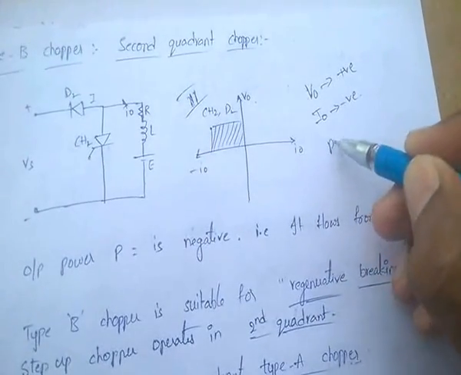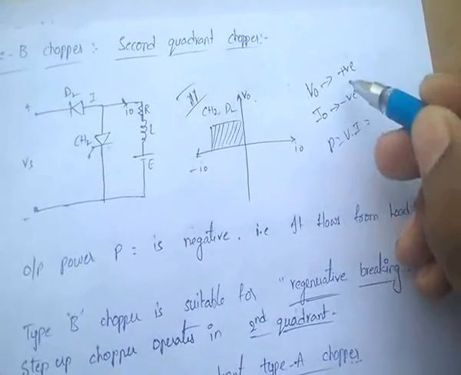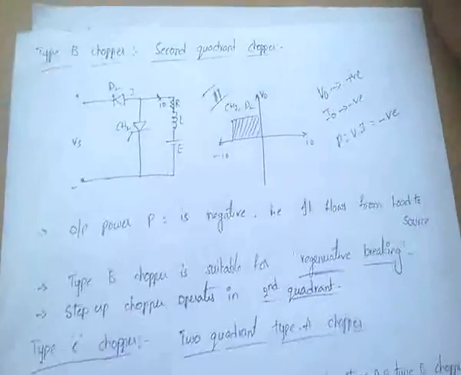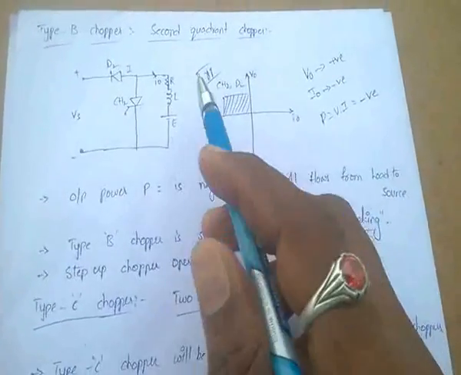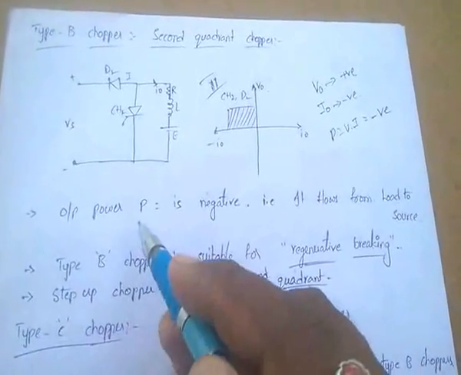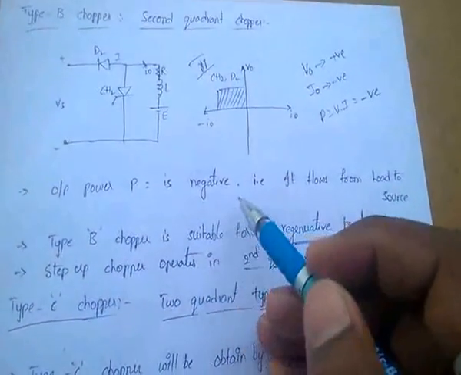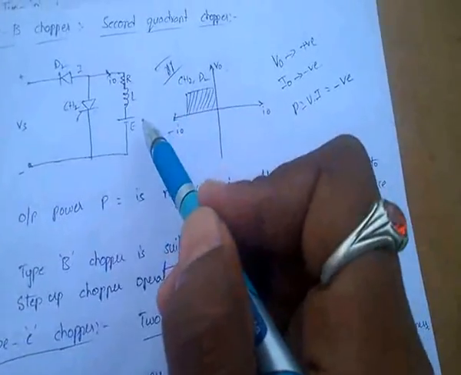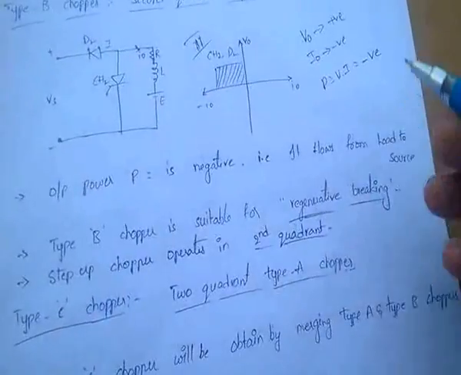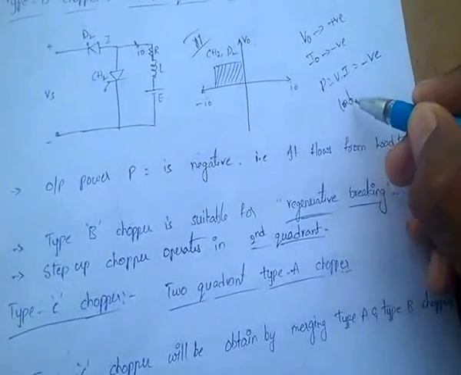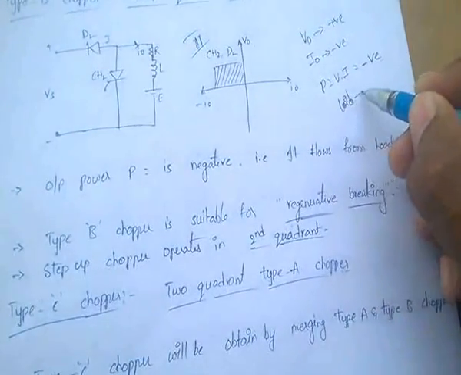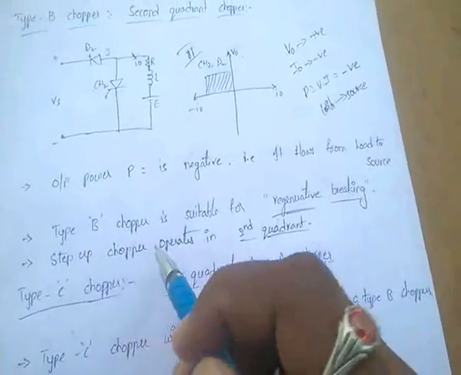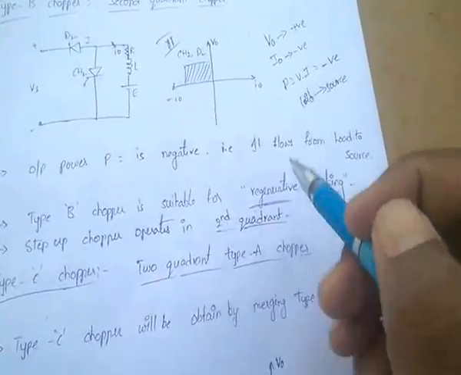That means power equals V into I. Positive into negative means negative. So power is negative. For this type B chopper, or second quadrant chopper, output power is negative. Negative means power flows from load to source. That means the type B chopper is suitable for braking purposes.